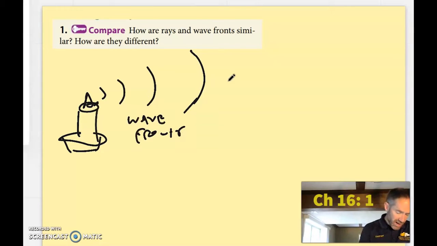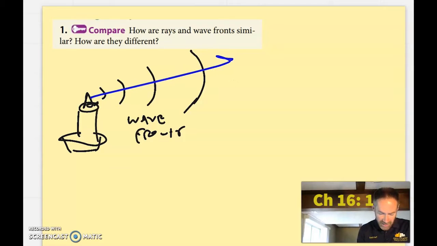If I wanted to draw a light ray on that, rather than drawing those wave fronts, I would just kind of draw the direction of it. And so it would just be a straight line like this. You can see how much easier that is to draw, and so that's why that's drawn so much more often. So they both show how light is traveling, and so that is how they are similar. They are different in that the one shows how light spreads out and the other one really doesn't show that very well. And the one shows the wave crests, whereas the other one doesn't really show that, it just shows the direction.